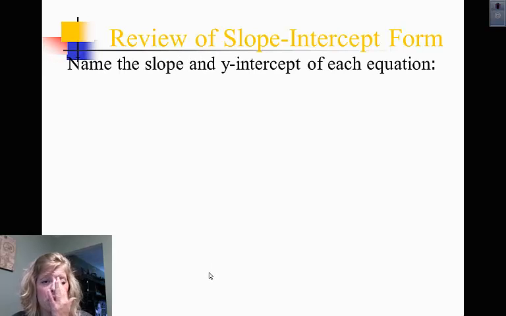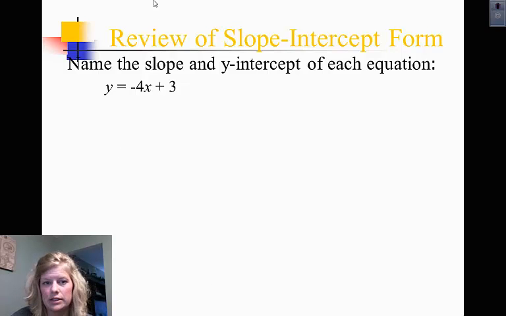Alright, so here we go. We're going to have problems which say name the slope and y-intercept of each equation. Well, here we have y equals negative 4x plus 3. It is in the format of m equals negative 4, b equals 3. So negative 4 was your slope, 3 was your y-intercept.